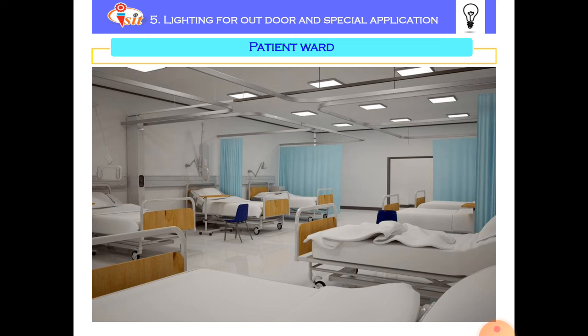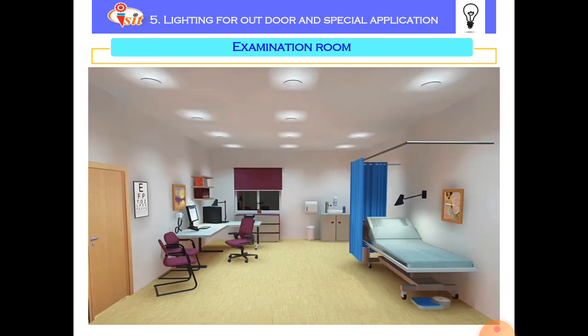Now the patient wards, as well as we can say general wards. Here also ceiling mounted luminaires are mounted in the ceiling. Then next, the hospital examination room. Wall fittings are installed over the examination table also.